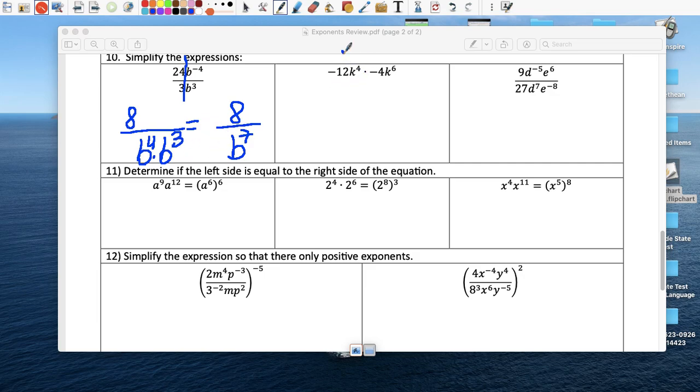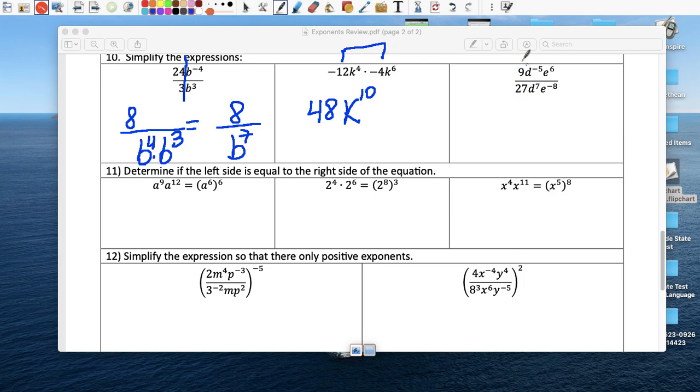This one, it's multiplying. So first of all, multiply the coefficients. -12 times -4 is 48, positive. k to the 4th and k to the 6th, they're both positive. So we keep the base, add the exponents, and we get that.